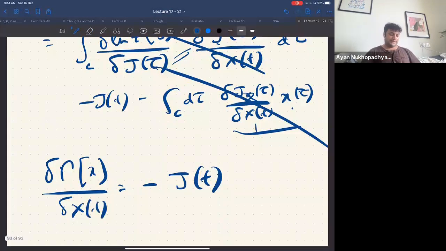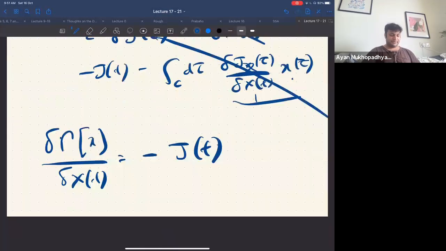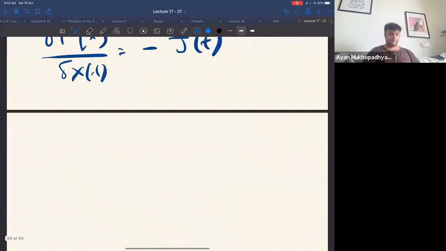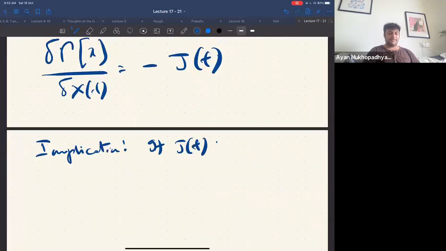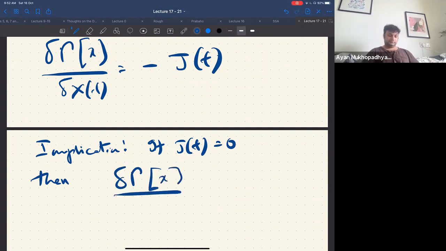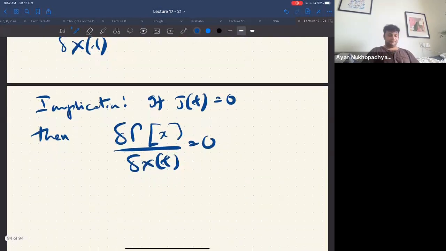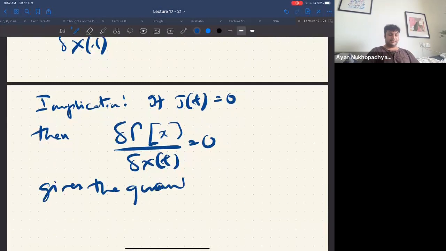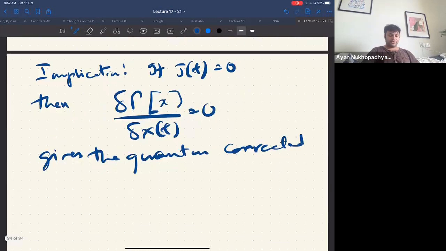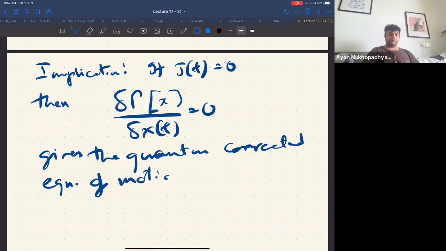So what it implies is as follows. The implication is profound. If j of t equals 0, then this gives the quantum corrected equation of motion for x, right, in the presence of j equal to 0.